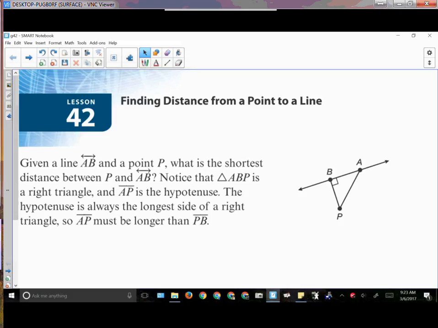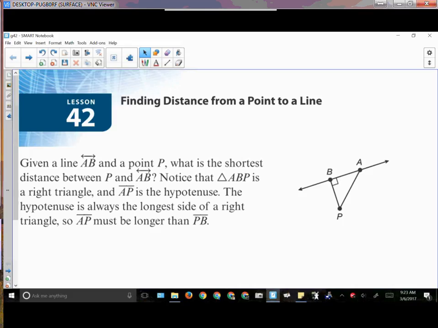All right. I would suspect that you guys have heard this idea that the shortest distance between 2 points is a straight line. Well, we're going to use that idea here, finding the distance from a point to a line. Now, again, the shortest distance is always going to be a straight line, but it's going to be a certain kind of straight line.